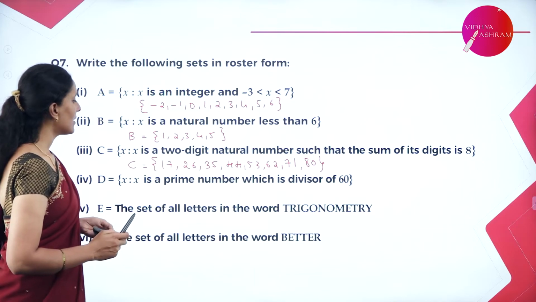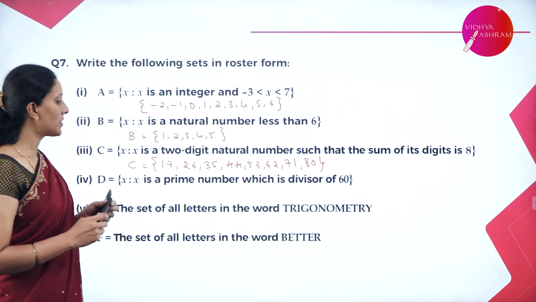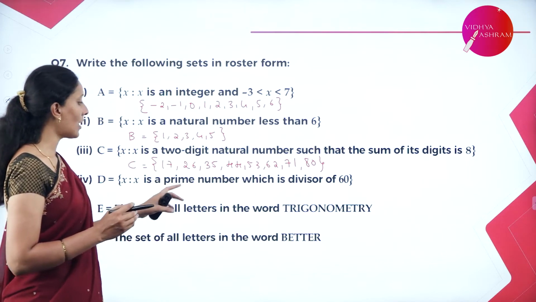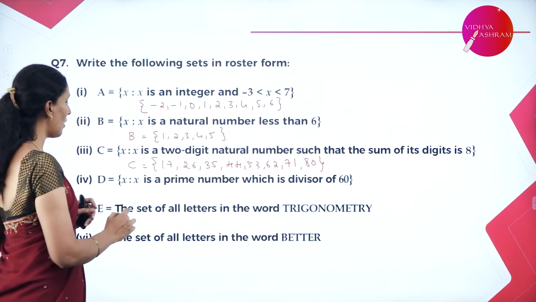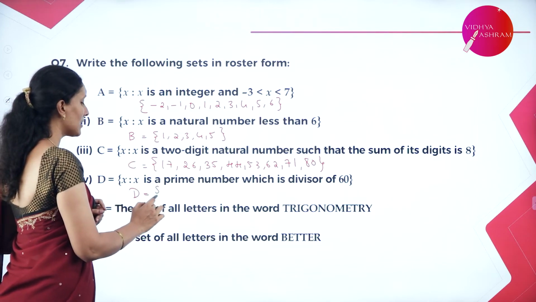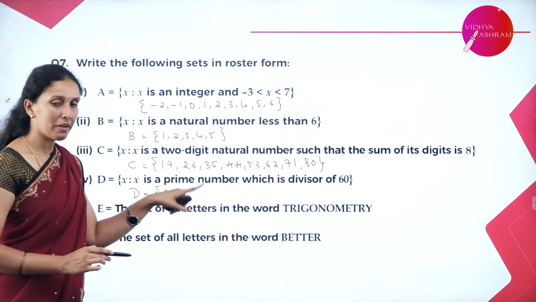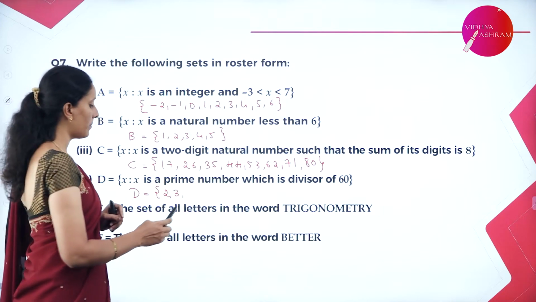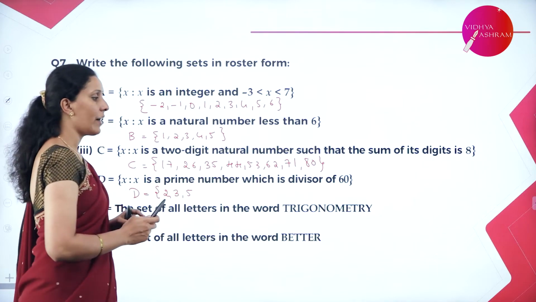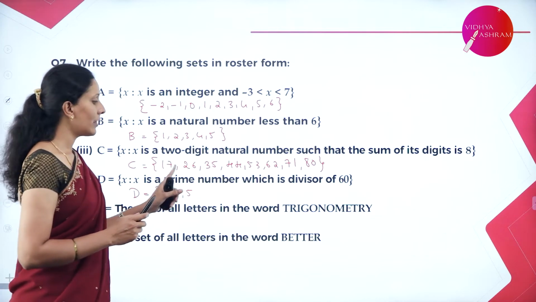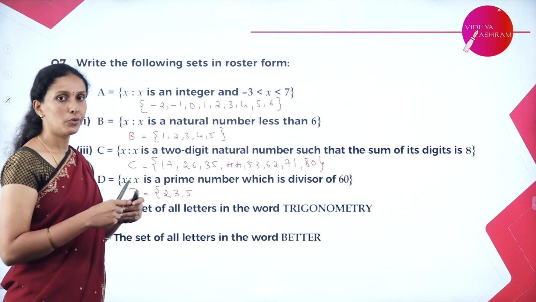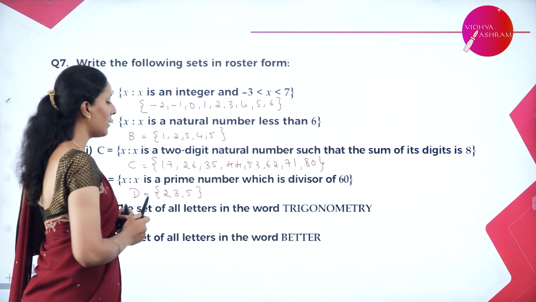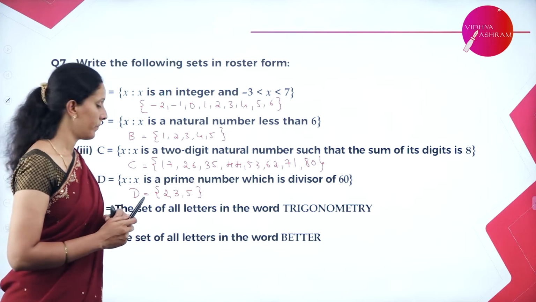Next, x is a prime number which is a divisor of 60. We need to see the factors or divisors of 60, but that should be only a prime number. So therefore the set D contains the elements 2. 2 divides 60 and 2 is a prime number. 3 divides 60, 3 is a prime number. 5 divides 60, 5 is a prime number. Other than these 3, all are multiples of 2, 3 or 5, hence they cannot become a prime number. So therefore the only elements are 2, 3 and 5.